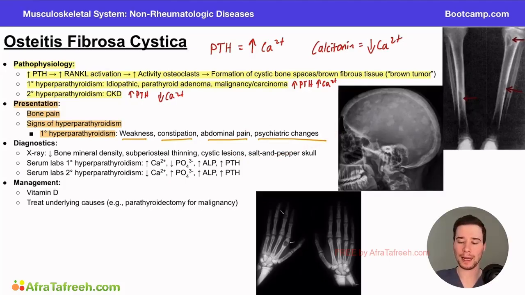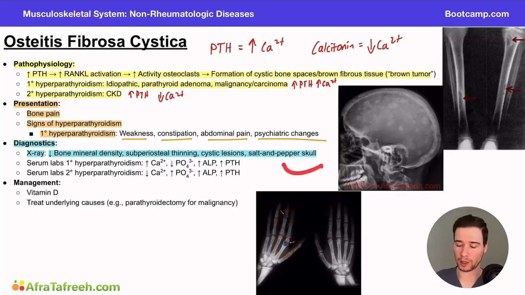Now, when we think about the diagnostics here, most of our findings are going to be seen on X-ray. We're going to see things like decreased bone mineral density, subperiosteal thinning, cystic lesions, and the salt and pepper skull. We already showed you up here one of these brown tumors and these cystic lesions, but if you draw your attention down here as well in the hands, you can see these are also brown tumors. These are cystic lesions. Again, that overactivation of the osteoclast to consume some of the bone, these then get replaced with fibrous fatty tissue, creating this brown tumor appearance.